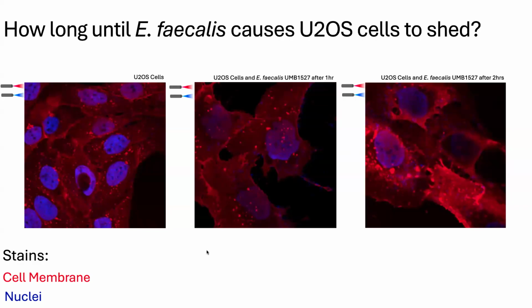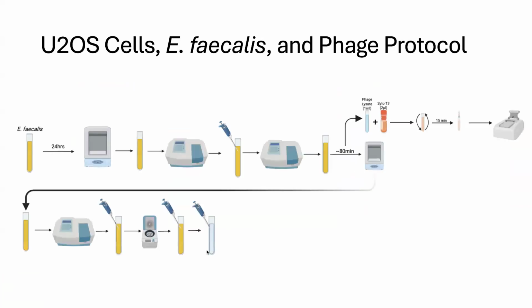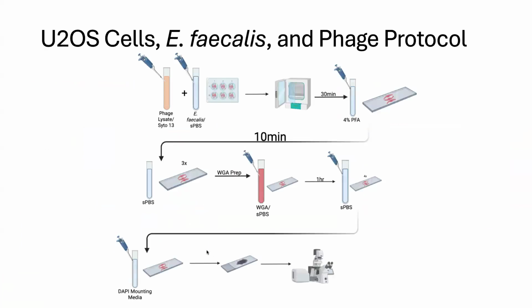However, since we knew it took only 30 minutes for the phage to insert their DNA into the bacterial cells, we moved forward with a 30-minute interaction time. So that leads us into our next question. Can phage insert their DNA into E. faecalis strains that they don't lyse that are on U2S cells? So first we had to prep our bacteria and our phage. Then we combined the phage and the E. faecalis into those U2S cells and did the same prep as we did with the bacteria and the U2S cells.